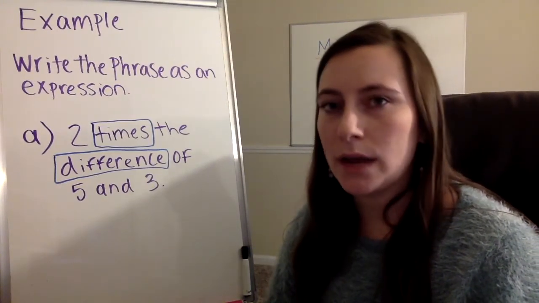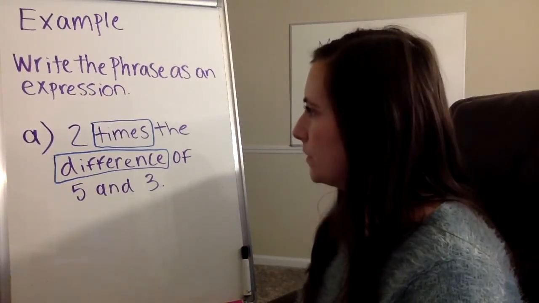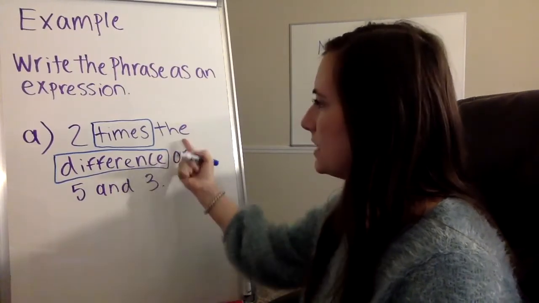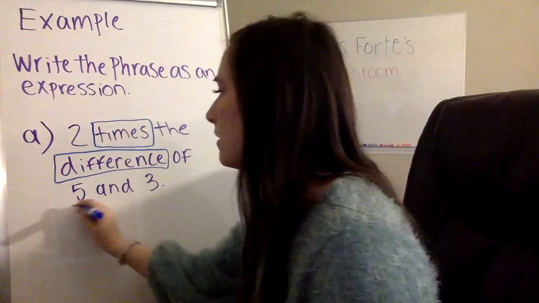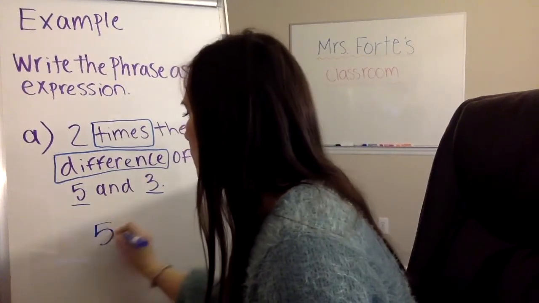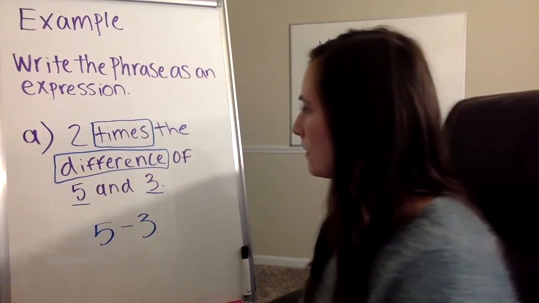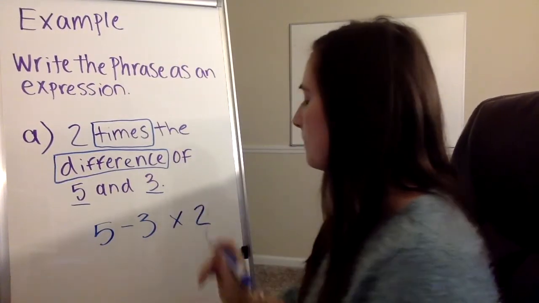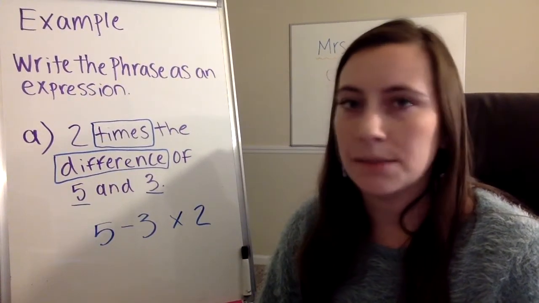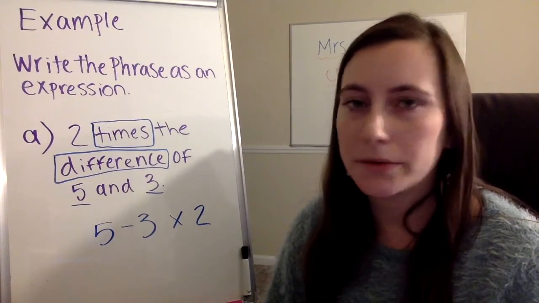But I also have to think, in which order do I have to write this out? 2 times the difference of 5 and 3. The difference of 5 and 3. Well, I know again, difference means to subtract. So I'm going to subtract 3 from 5. And then I'm going to multiply it by 2. Again, I'm not solving anything. I'm not simplifying. I am simply rewriting it using numbers, operations, and symbols.